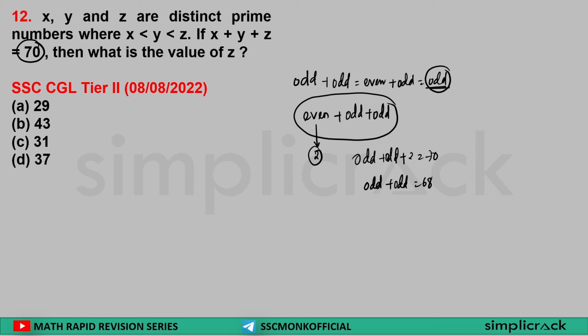Yes. Now, sir, let's try with values. Sir, if I take 43, sorry. If I take 43 as one value, the other will be 25. This cannot be a prime number. So 43 is gone. Now let's try, sir, 37. Sir, 68 minus 37 is equal to 31. 31 is a prime number, so I'll go with 37 because I am here trying to find the highest value of Z because Z is the greatest one. So what is the value of Z? 37.